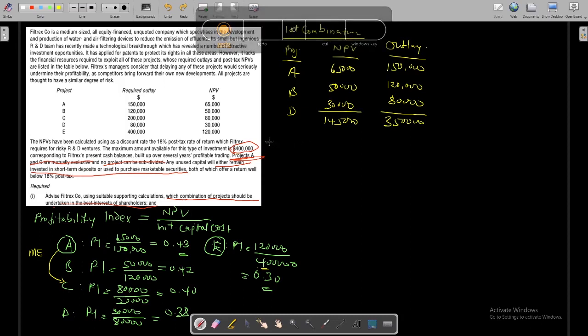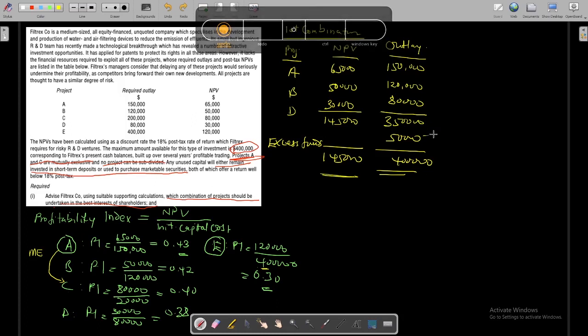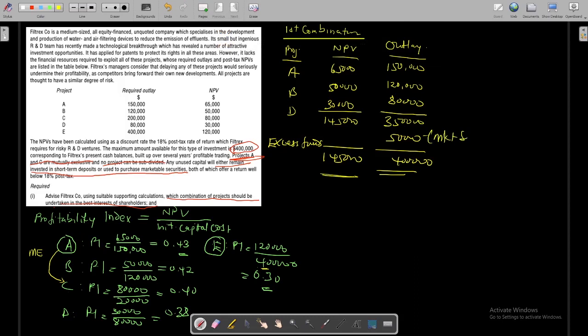But we are going to have excess funds of 50,000 to arrive at 400,000. Okay, and the NPV is going to give us 145,000. Now these excess funds will be invested in marketable securities and short-term deposits. Okay, so that is the first combination.